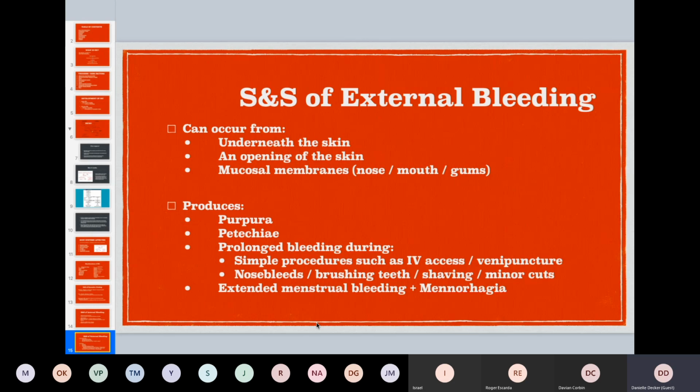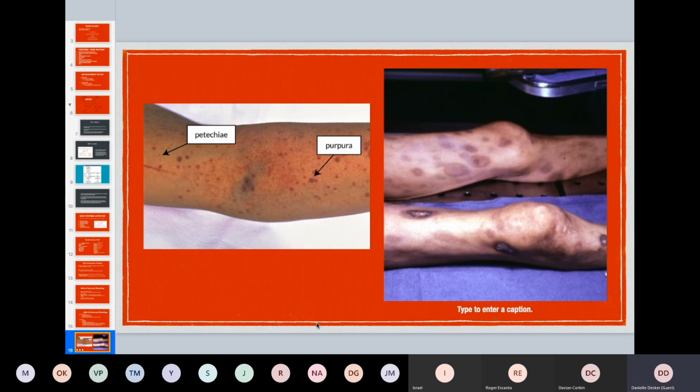And in women, you can also see extended menstrual bleeding, or menorrhagia. Petechia are smaller, non-blanching red spots from intradermal bleeding, whereas with purpura you're going to see larger raised dots, which could just be from the bleeding within the skin.